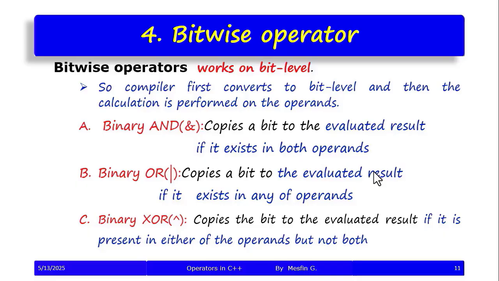Binary OR operation: the binary OR copies a bit to the result if it exists in any of the operands. That is, the result will be 1 when one of the operands is true or 1. Binary XOR operation copies a bit to the result if it is present in either of the operands but not both.